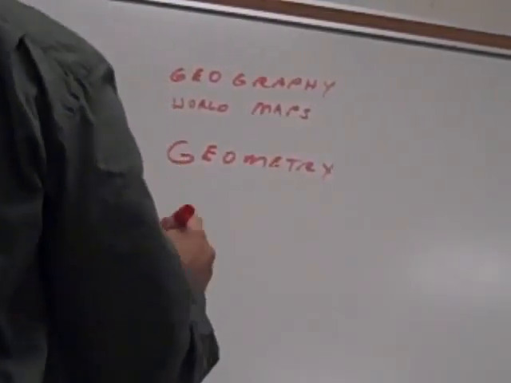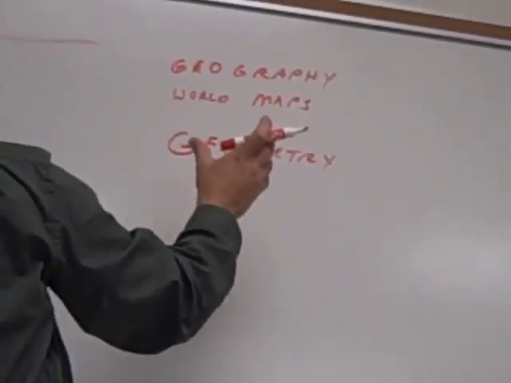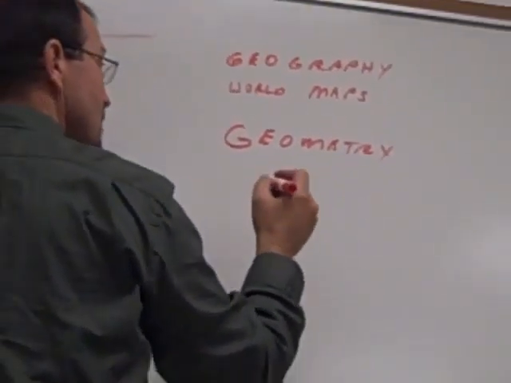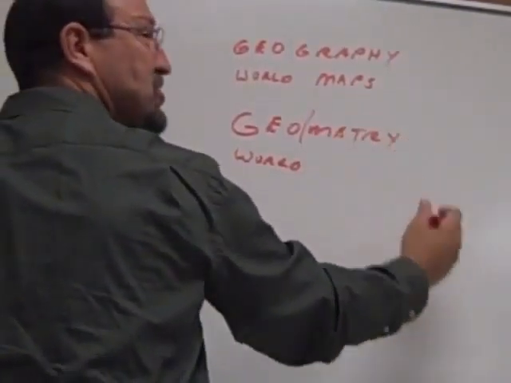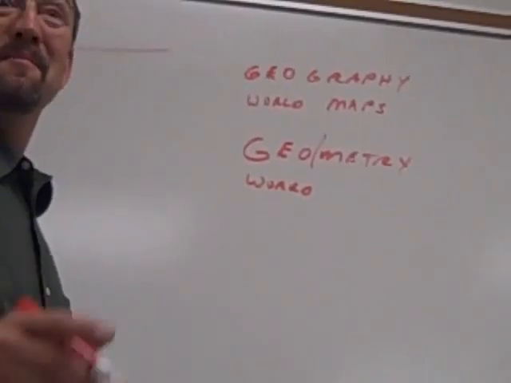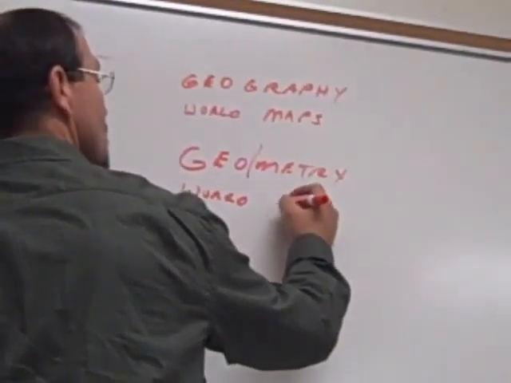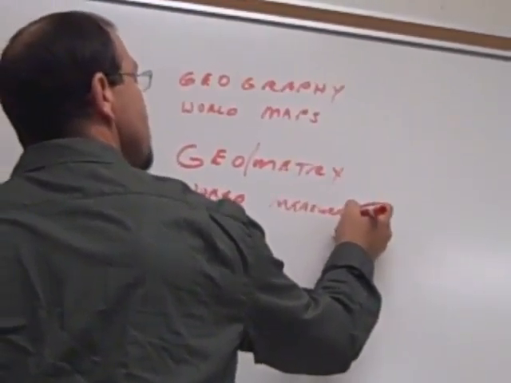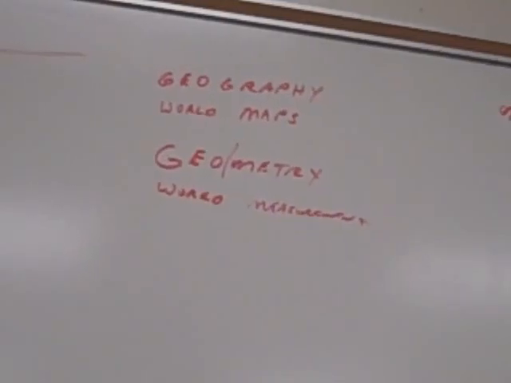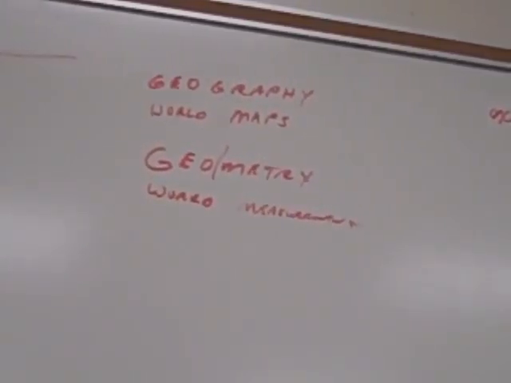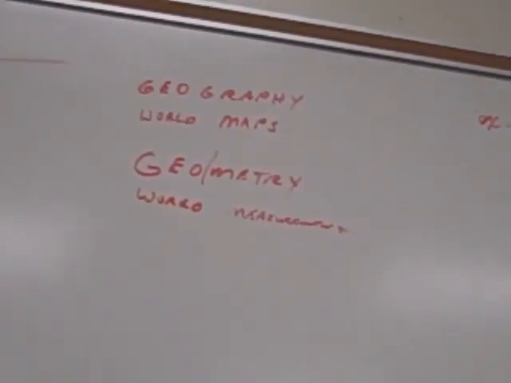So if we use the same thinking, the same logic with geometry, what's geo? World. Now that leaves metry. Metrics is a measurement. So world measurement is what geometry actually means. And we're starting a section on geometry where we're going to deal with measuring the things that are in the world, the shapes that are in the world, and all the things that go along with it.